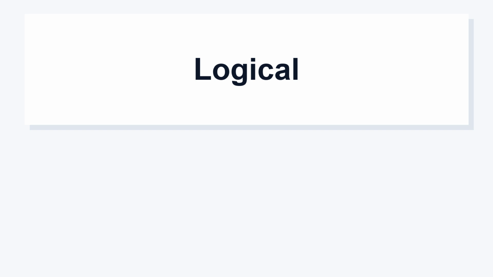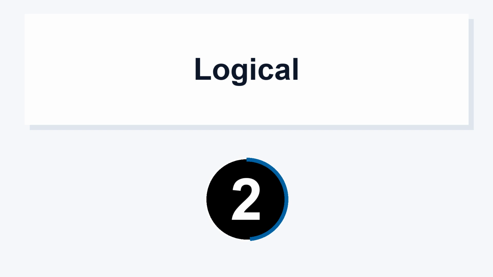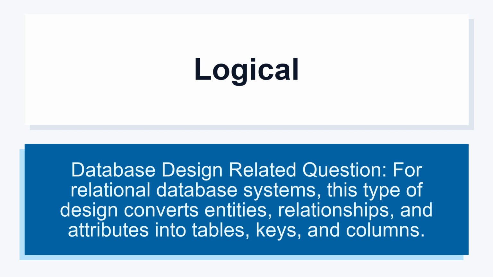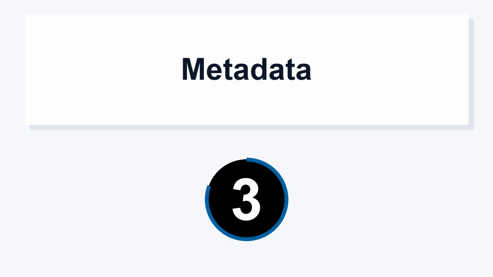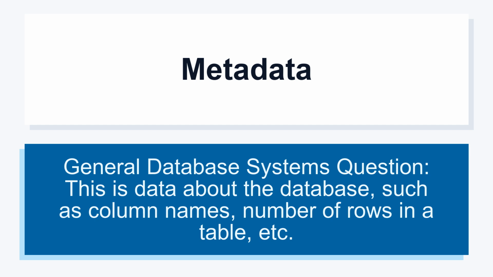Logical. Database design related question: for relational database systems, this type of design converts entities, relationships, and attributes into tables, keys, and columns. Metadata. General database systems question: this is data about the database, such as column names, number of rows in a table, etc. Int.